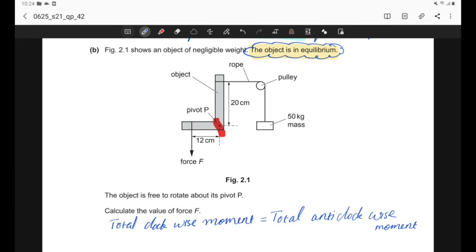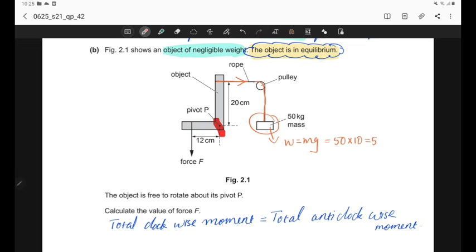So first we can see which forces are acting on the object. We don't have to consider the weight of the object, as it's mentioned in the question, object of negligible weight. So we can ignore the weight. Now the other two forces acting on the object: one is on the rope as the tension. This force will be the weight of this mass, that is mg, that is 50 times g, 10.